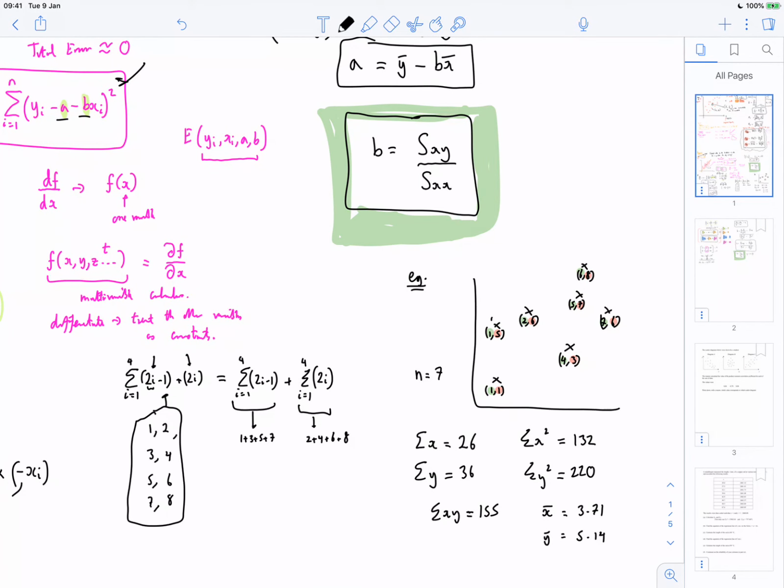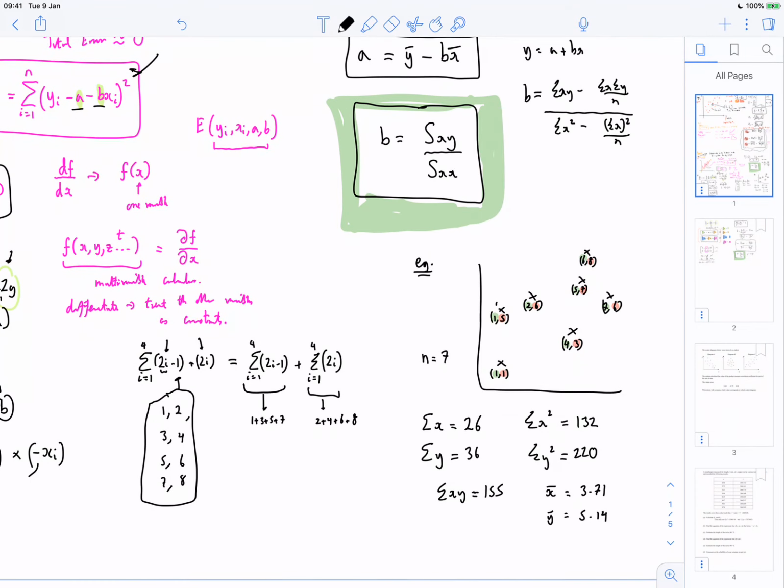So for y equals a plus bx, I usually calculate b first. So b will be the sum of xy, which is the sum of x times y, minus the sum of x times the sum of y over n, all over Sxx, which is the sum of x squared minus the sum of x all squared over n. And now I've actually got all my bits here.